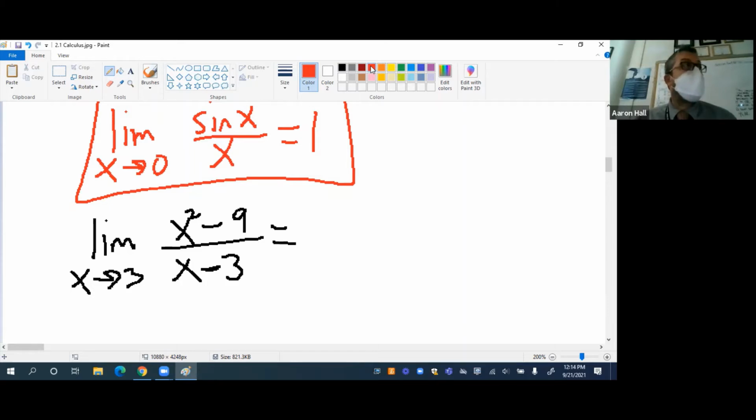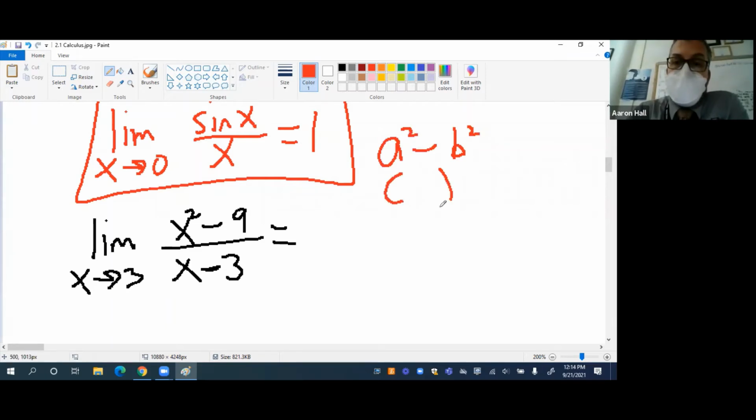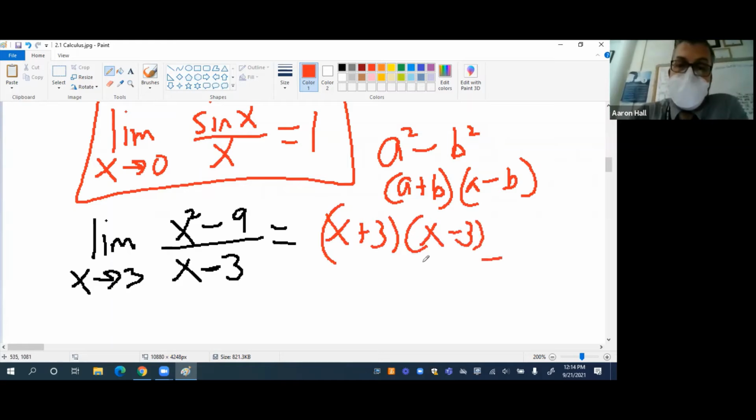Tate, did you get the answer? That would be 6. It is 6. How did you get 6? Well, the numerator is a difference of squares. Okay, so you're seeing this as a difference of squares. I agree with you. So if we remember our rule for a difference of squares, then we can factor this to what? x plus 3 times x minus 3. Yeah, so x plus 3 and x minus 3, all over x minus 3.